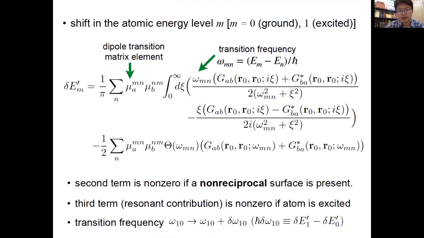So we note that the second term is zero for reciprocal systems, but it's non-zero if there's a non-reciprocal surface, such as a Chern insulator. And then the third term is zero if we are looking at a ground state atom, but if it's an excited state atom, then it's also non-zero.